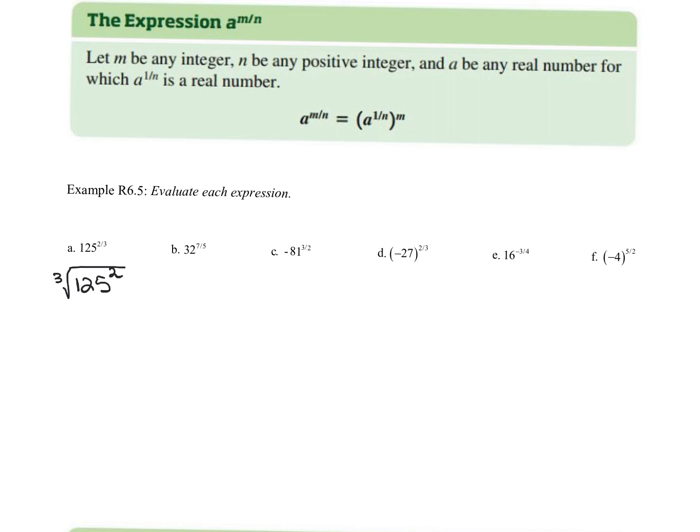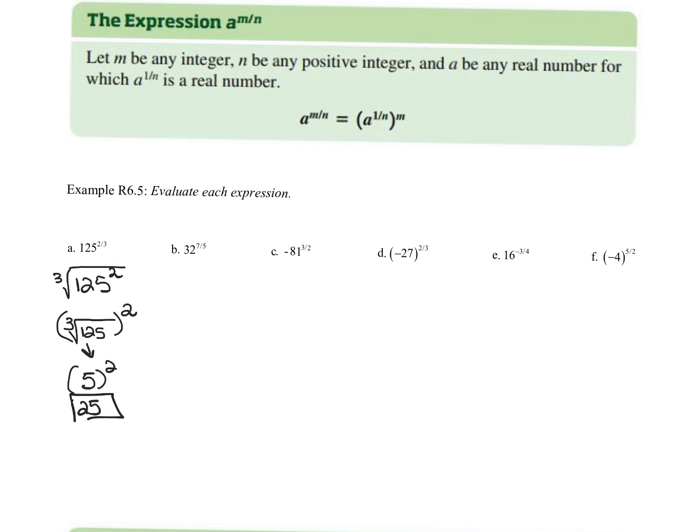The beauty about powers and roots is that really it doesn't matter which one you do first. So I like to make things smaller first. I like to take the cubed root of 125, and then I can square it. So the cubed root of 125 is 5, and then I have to square it, and I get 25 as my answer.